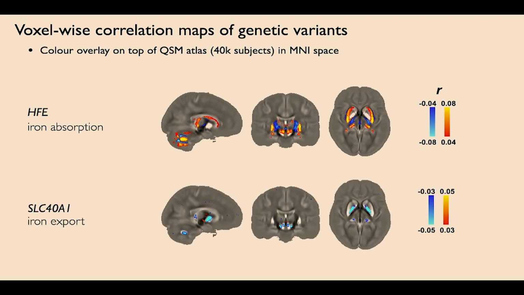If we look at another genetic variant, related to a gene that is related to iron export, the first thing to notice is that most of the associations now are negative, and the spatial pattern is quite different compared to the top one. And for this variant, it's mostly associated with globus pallidus, not the putamen. So these are a few examples to demonstrate the genetic associations with QSM IDPs.